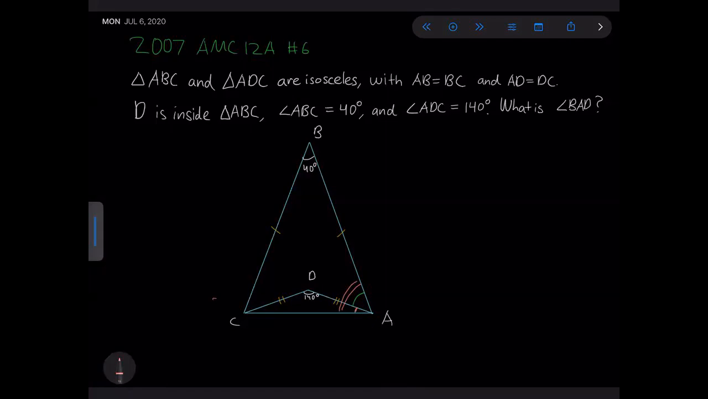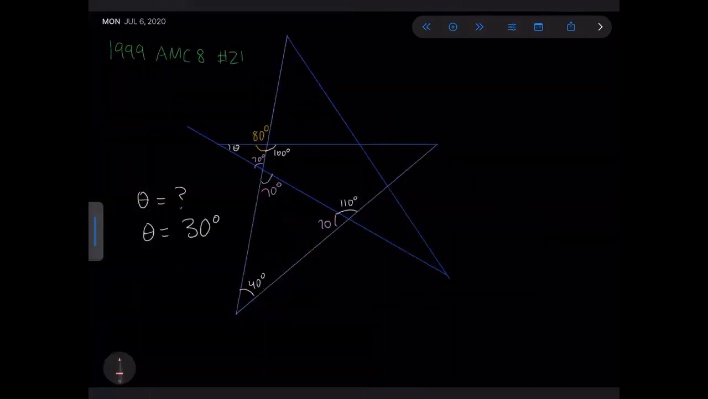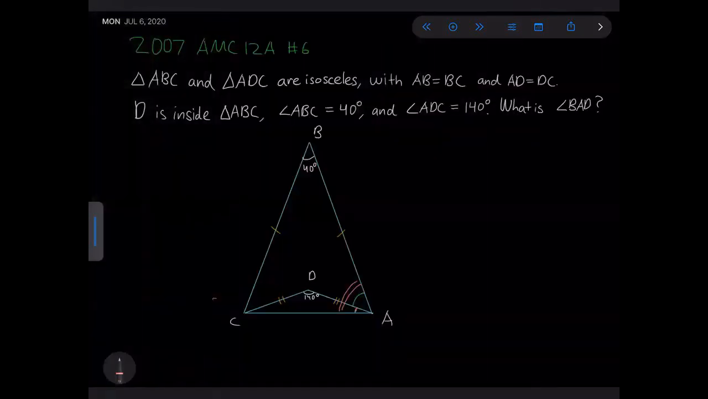Angle DAC, we know that DAC is equal to DCA. Since these two angles are the same and the other angle is 140, if we call it angle x, then 2x plus 140 is equal to 180. So x equals 20. So angle DAC is equal to 20 degrees.